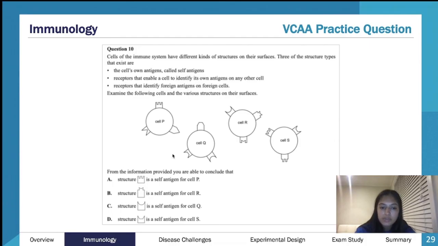Let's check the others. Cell Q. So this fits into this. This must be your self-antigen. This must be your receptor. This is your foreign one, which is not right here. And lastly, this fits into this. So this must be the receptor and the self-antigen. This must be the foreign one, which again is incorrect. So the only one that's right is B.